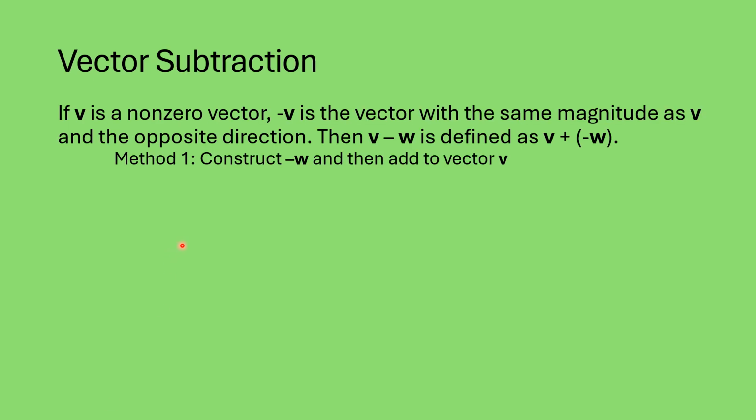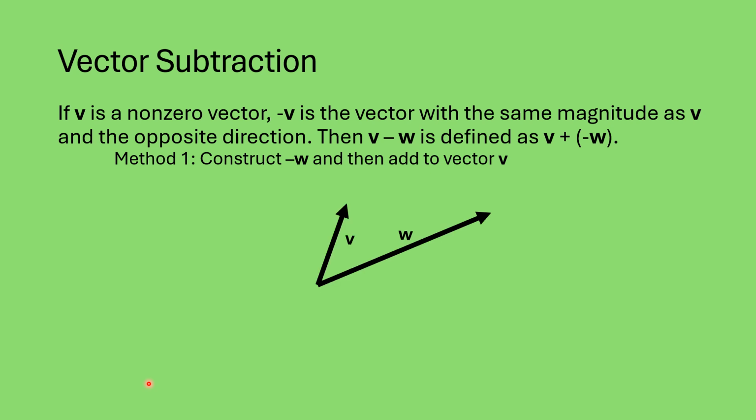Now, vector subtraction. If v is a non-zero vector, minus v is the vector with the same magnitude as v and the opposite direction. So then v minus w is defined as v plus minus w. We're just using a little math trick of adding a negative, which is the same as subtracting v minus w. So this first method of construction, we're going to take minus w and then add it to the vector v.